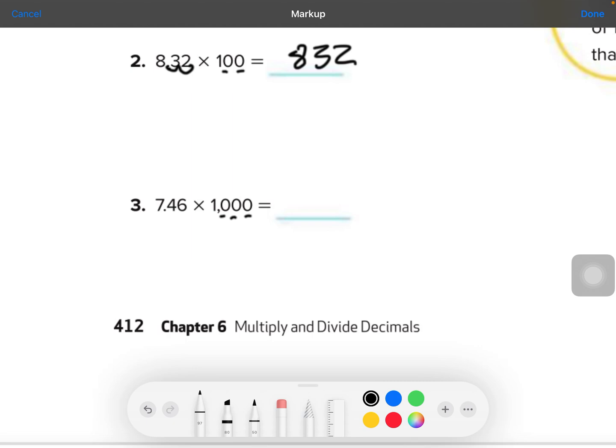Okay, I see 3 zeros, or 3 powers of 10. So it's going to go 3 spots to the right. 1, 2, 3. Whoops, we need to add a 0 to this one. So 7,460 is our answer.